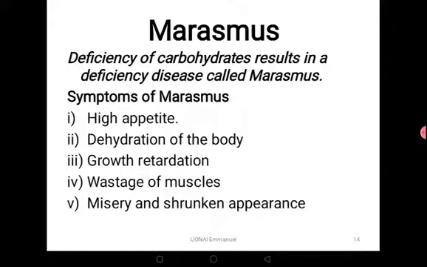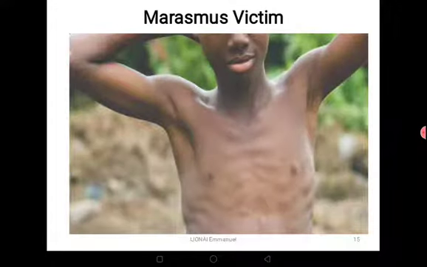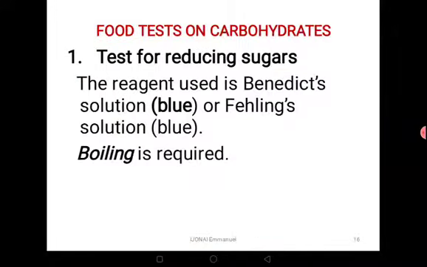Growth retardation. Those people have stunted growth. Then wastage of muscles. The person grows smaller and thinner. There is loss of weight, therefore. There is also misery and sunken appearance. So there is an unpleasing appearance from the person who is suffering from marasmus, as you may see there. We hide the face for protective purposes, but you can see the body.